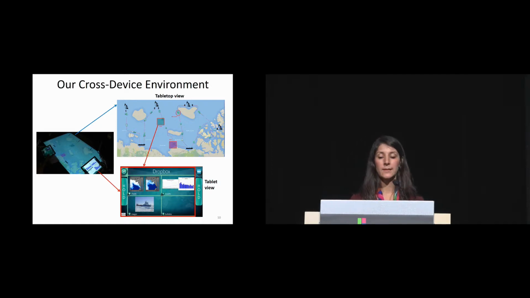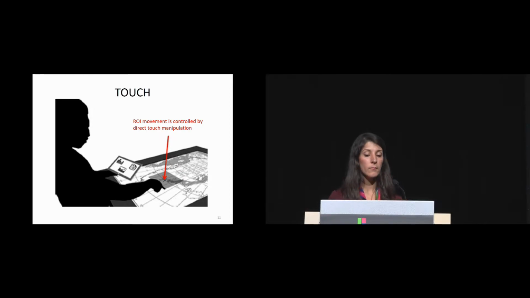To link the tabletop and the tablets, we implemented two cross-device interaction techniques called touch and tilt. Touch models existing touch-based techniques from the literature. Users control the position of the ROI box on the tabletop using direct touch manipulation. Direct manipulation of content in a shared workspace has been shown to promote workspace awareness and group coordination. Yet, touch input on a large tabletop introduces potential challenges for accessing out-of-reach areas, especially for people who are seated at the short side of the table.